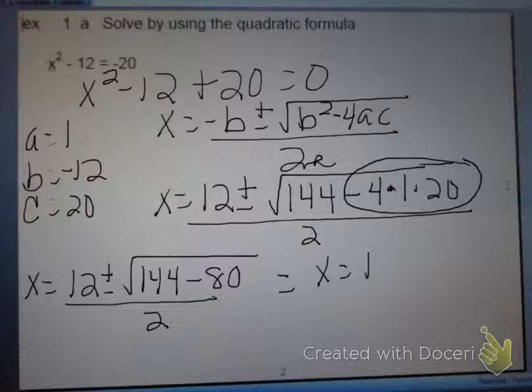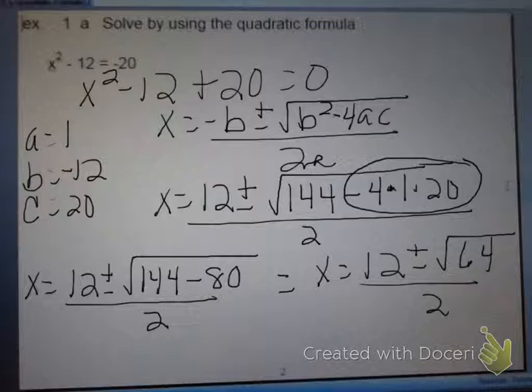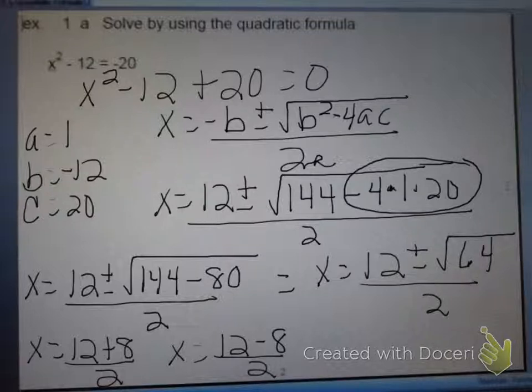That's x equals 12 plus or minus 144 minus 80, which is 64, over 2. The square root of 64 is 8, so I'm going to separate this to 12 plus 8 over 2, and x is equal to 12 minus 8 over 2.